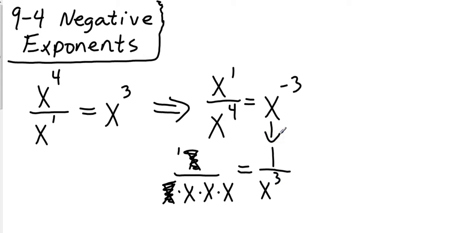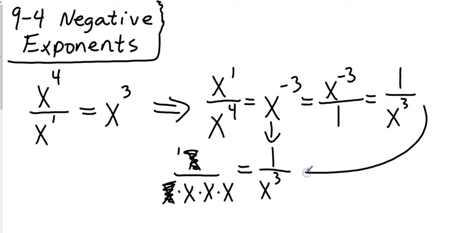And here's how you do it. You're going to take x to the negative third, and you're going to make it into a fraction. To make anything into a fraction, I just put it over 1. And then you're going to flip it, or take the reciprocal. And when you flip the x to the negative 3 to the bottom, it becomes positive. So take the value, place it over 1, and then take the reciprocal. So let's look at a couple of examples.